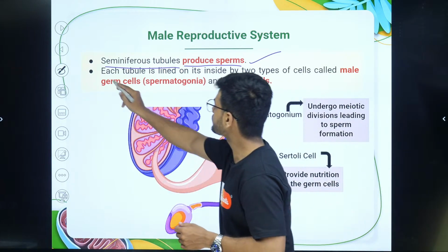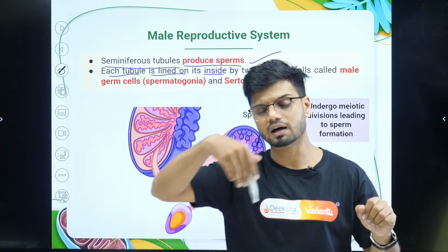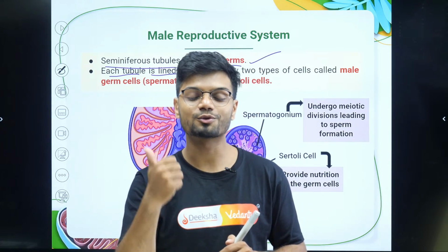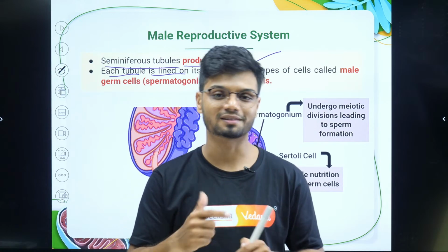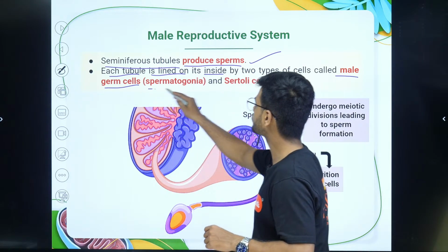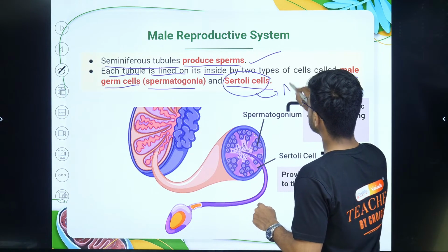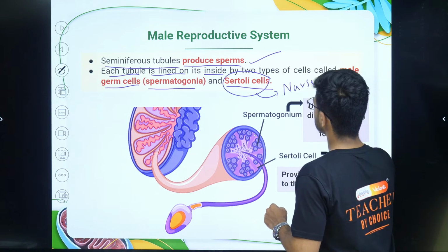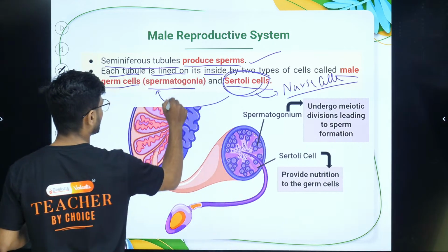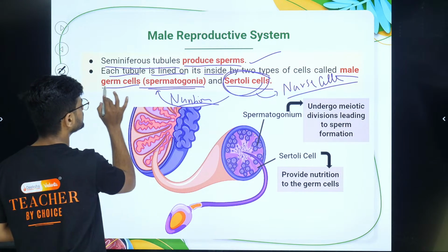Now each tubule is lined on the inside by two types of cells. Inside the seminiferous tubule there are two types of cells. The first one is the germ cell, the male germ cell, also called spermatogonia, and the second one is the Sertoli cells. The Sertoli cells are also called nurse cells. The function of Sertoli cells is to provide nutrition to the spermatogonia or germ cells.